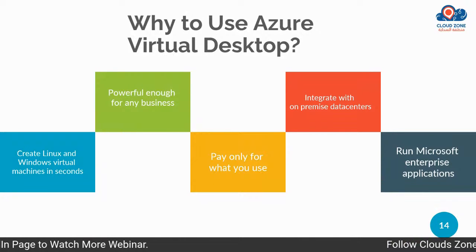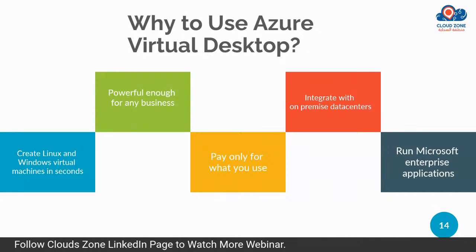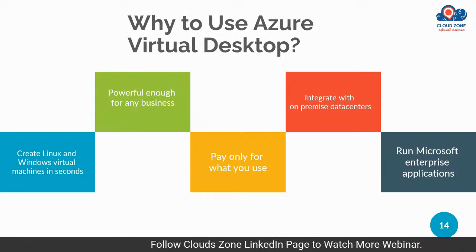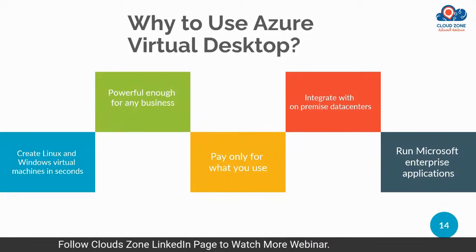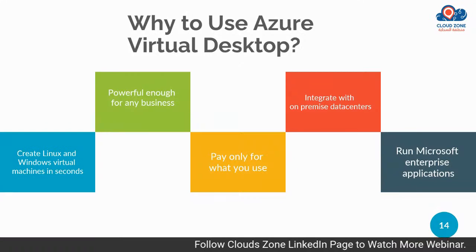You can integrate it also with your current Active Directory, current systems. If you have a certain application connected maybe to an online database or online ERP like SAP, you can integrate anything from your existing on-premise corporate network and solutions to connect it to your single virtual machine on Azure Virtual Desktop. You can also again run Microsoft Enterprise applications. So you can run Microsoft Dynamics, Microsoft Office, and so on.